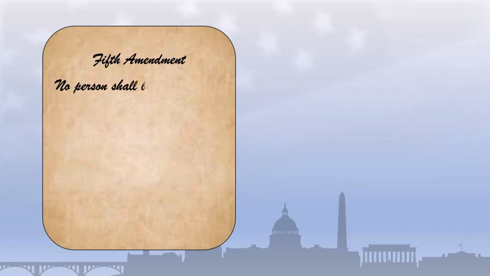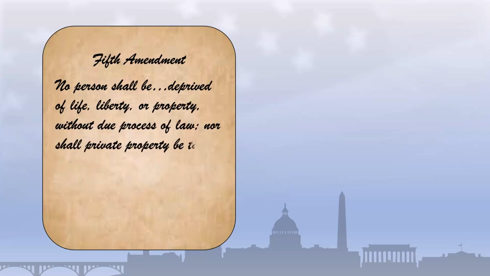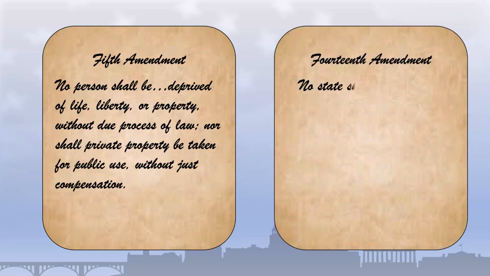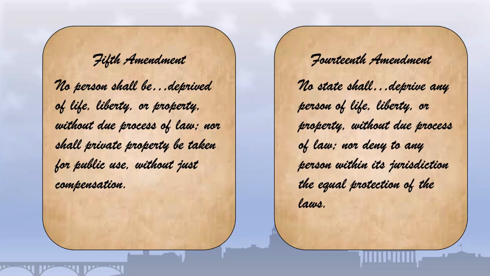The 5th Amendment provides in part that no person shall be deprived of life, liberty, or property without due process of law. Similarly, the 14th Amendment provides that no state shall deprive any person of life, liberty, or property without due process of law, nor deny any person within its jurisdiction equal protection of the laws.